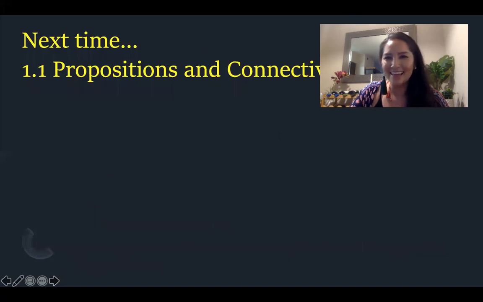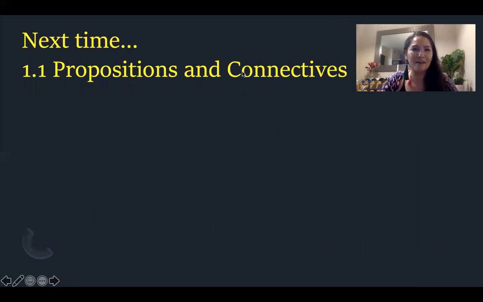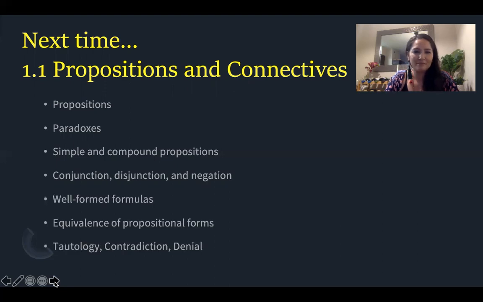Okay, so that's the end of our little introduction on prerequisites. Next time we're going to talk about propositions and connectives. We're probably just going to start with propositions and paradoxes next time. Then we'll talk about simple and compound propositions, talk about conjunction, disjunction, and negation. Then we'll talk about what it means for a formula, a propositional form, to be a well-formed propositional form. We'll talk about the equivalence of propositional forms. We'll do some truth tables, and we'll define the terms tautology, contradiction, and denial.